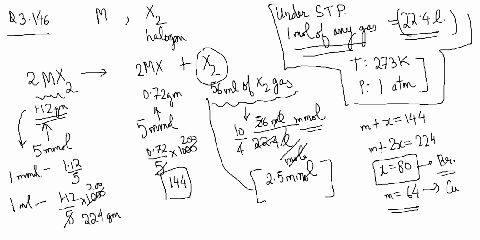So this was a fairly easy question because X2 milliliters was given, and you were given that it is at standard temperature and pressure. So 22.4 liters will be 1 mole, right? So that quickly gave you the idea of how many moles of X2 there were. Once you knew moles of X2, by the balanced equation you could say how many moles of MX2 and how many moles of MX. And once you did that, you get the molar mass of each of the two compounds, right?